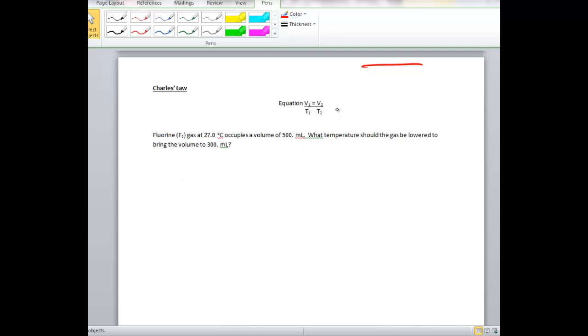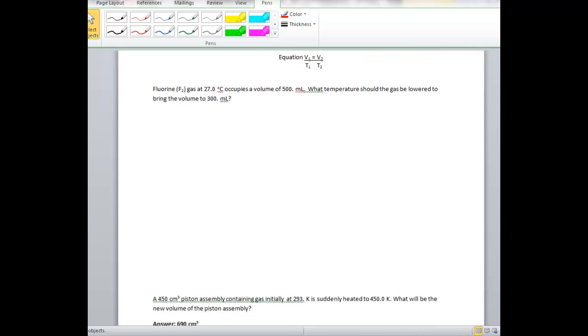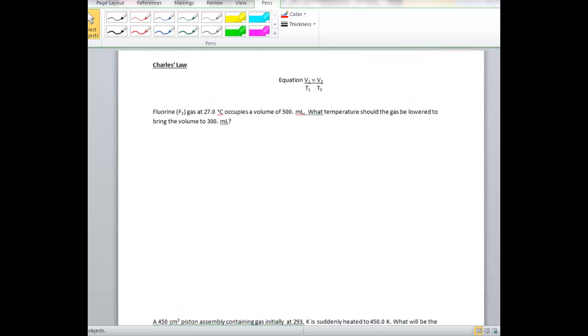In Charles' law, we have the variables of volume and temperature. It's a direct relationship, so as temperature increases, volume will directly increase. I'm going to work this problem in two different ways to show you how to manipulate this equation a little bit differently, and it might help you in the future.